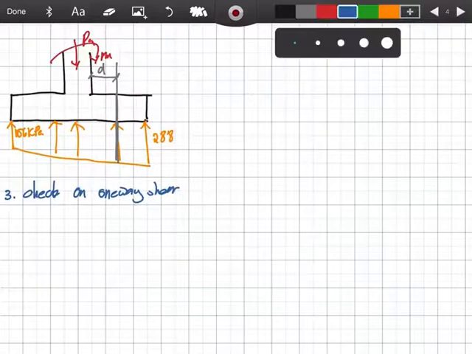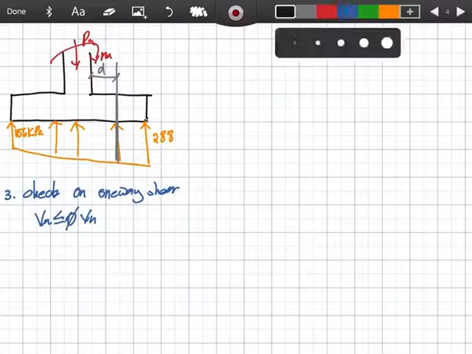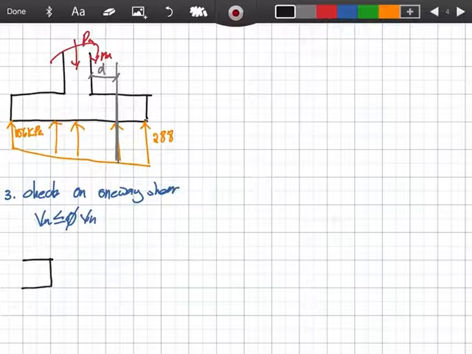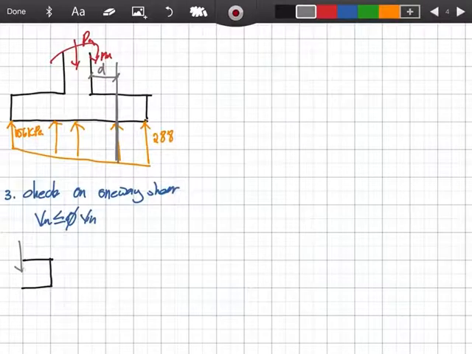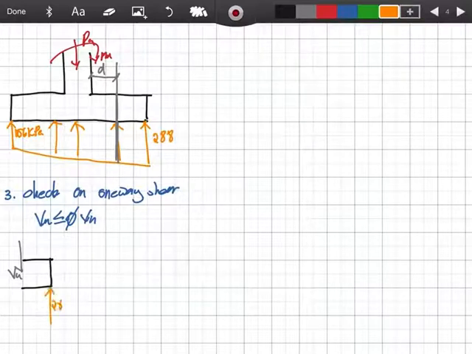Okay, so check on one-way shear. Paano mag-check? Vu must be less than Vn. So, kunin muna natin ang ating Vu. Pag nakaputol itong ating footing sa one-way shear, ang maiiwan ay yung nasa right side, kapiraso na lang siya. Ito yung ating Vu. Tapos, yung Q natin ay 288. Tapos, meron tayong unknown dito na Q, tatawagin natin siyang Q prime.